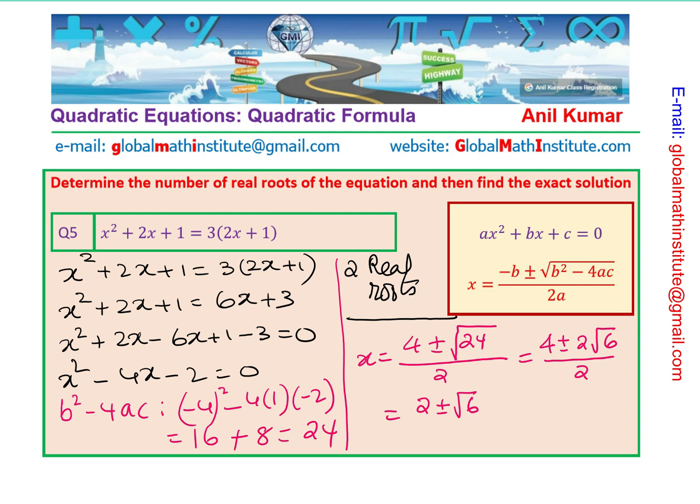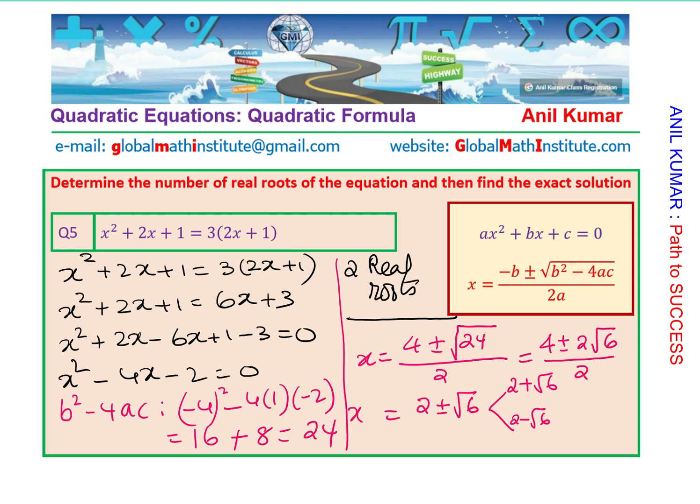So we got two values of x. One is 2 plus square root 6. The other one is 2 minus square root 6. And that's a very beautiful way of writing. Even if you write 2 plus minus square root 6, we really mean it is 2 plus square root 6 and 2 minus square root 6. Is that clear to you? And that becomes the solution of the given equation. These are the two roots.